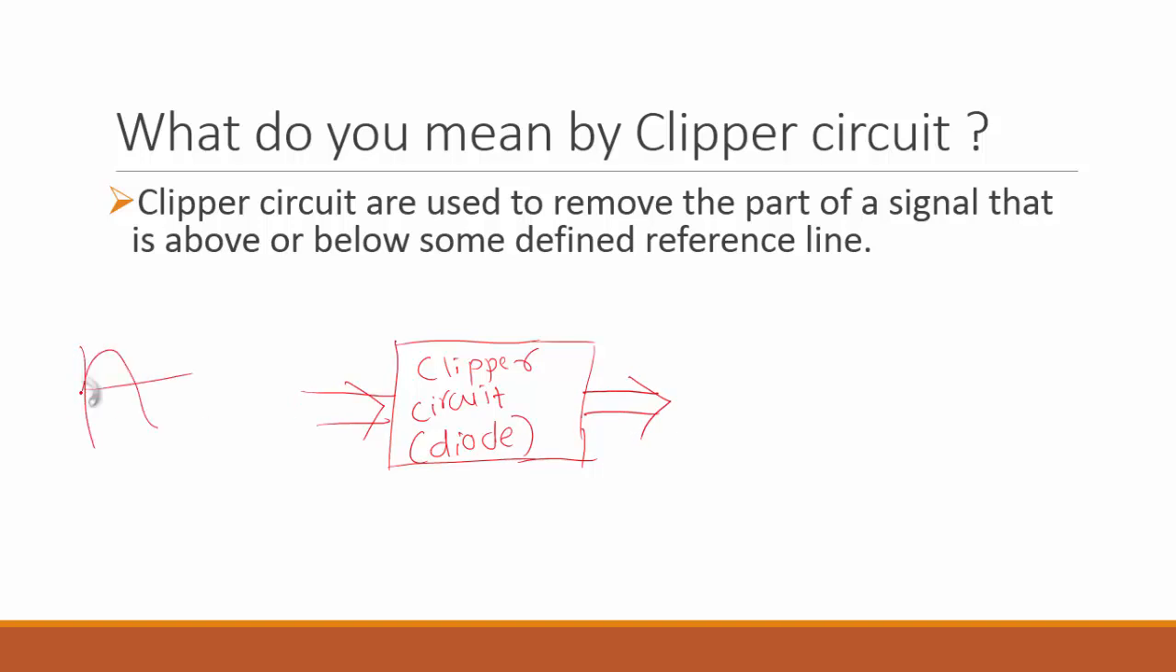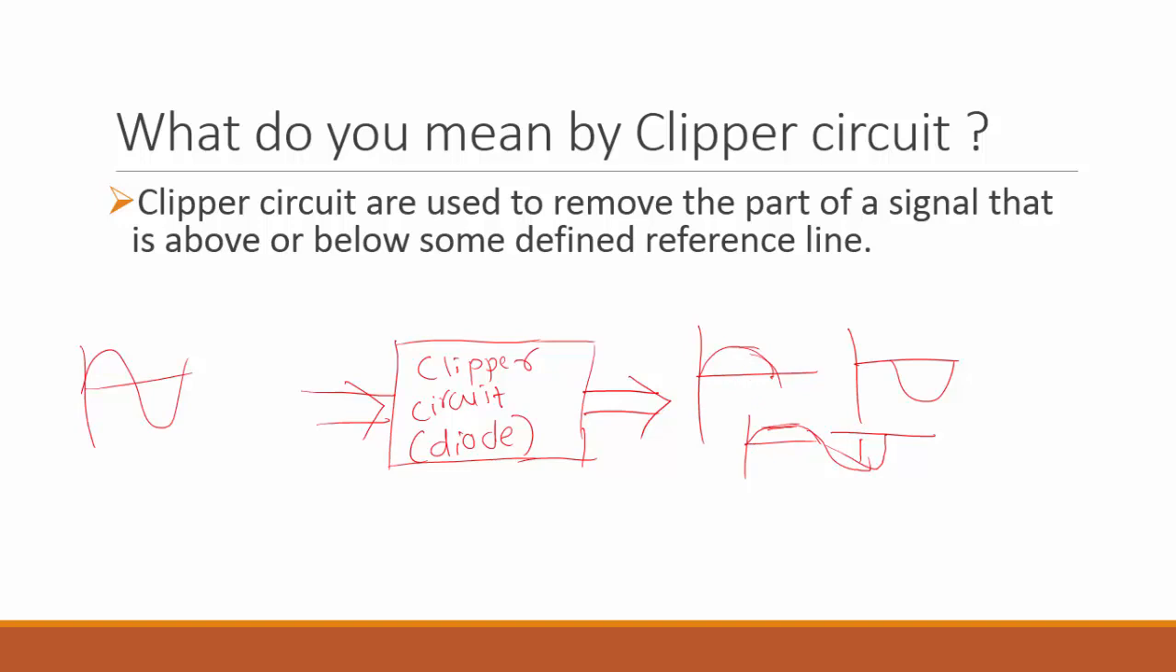If I give the input, which is an AC signal, to the Clipper circuit, the output might be only the positive cycle with no negative cycle at all, or only the negative cycle with no positive cycle, or some part of the positive cycle as a straight line and then the complete negative cycle.